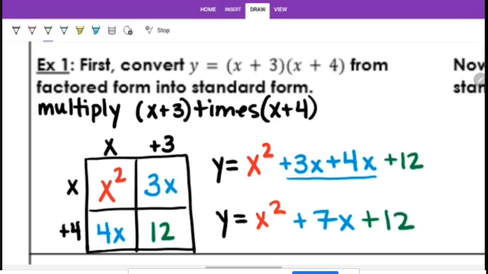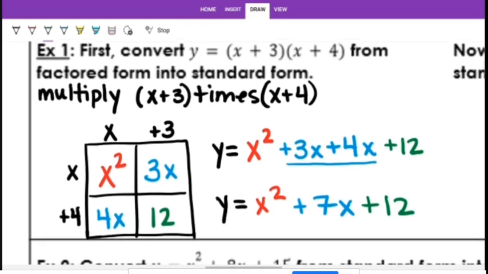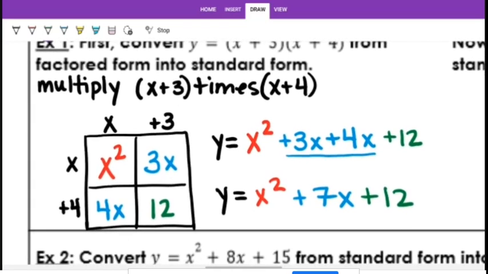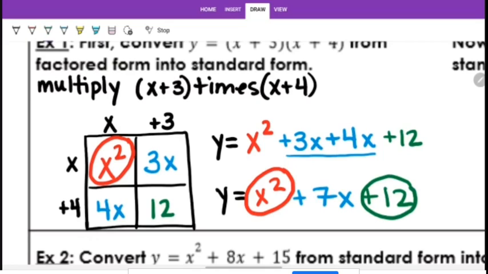So if you're looking up at the screen, you might notice I color-coded this. Let me explain why. I wanted to give you an easy way to trace back where every piece of our answer comes from. Our standard form quadratic starts with an x squared. This comes from the top left box. Our standard form quadratic ends with a positive 12. This comes from the bottom right box.